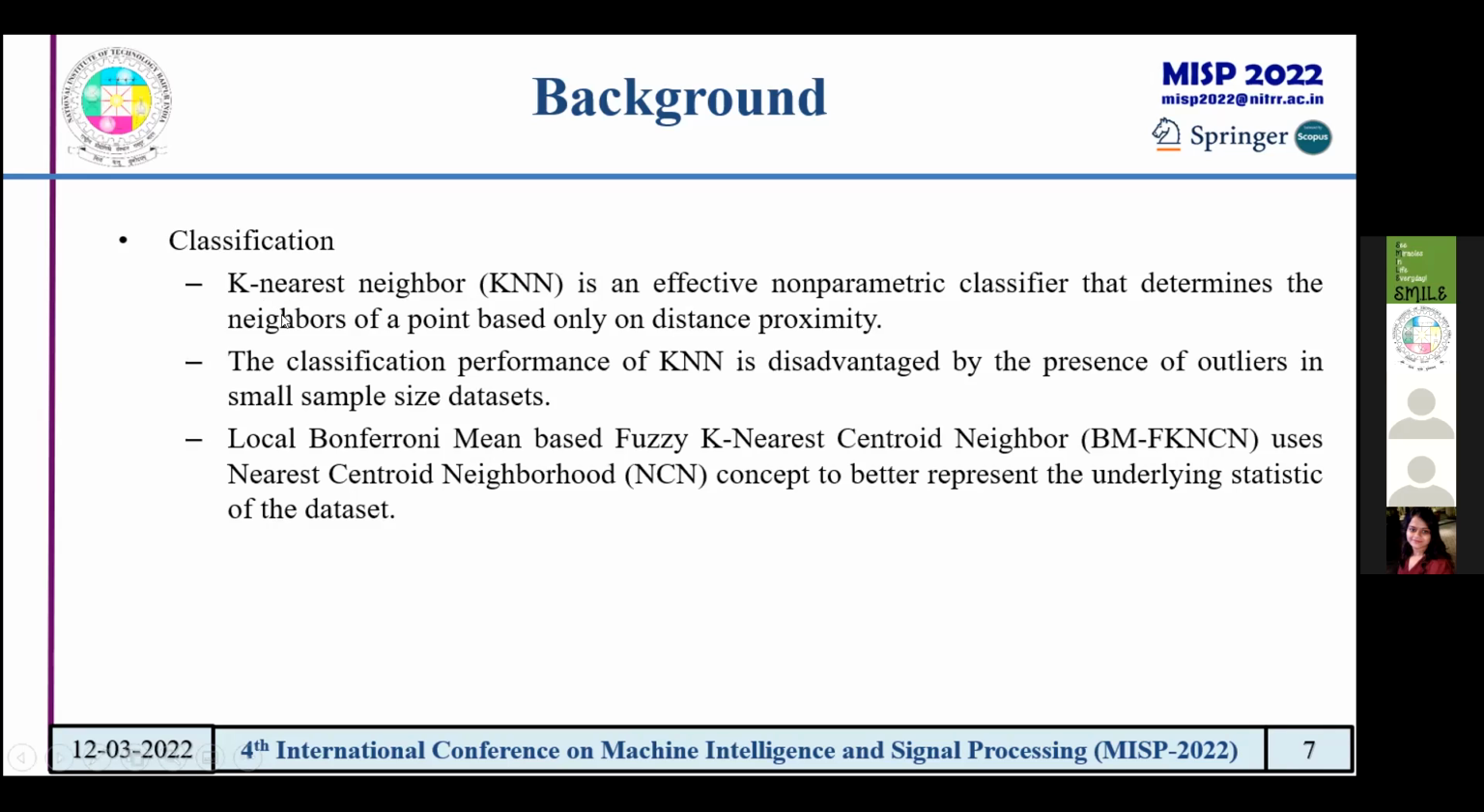For classification, I considered the K nearest neighbor algorithm. It is an effective non-parametric classifier that determines the neighbors of a point based on distance proximity. Only distance proximity is considered, and K is the number of neighbors that we consider for a particular unclassified sample to decide which class it belongs to.